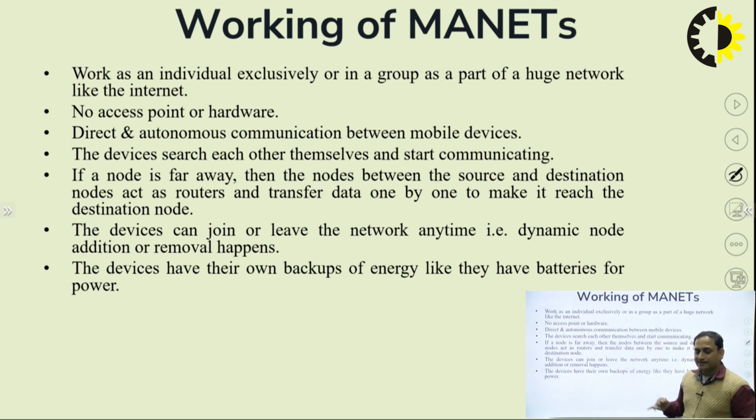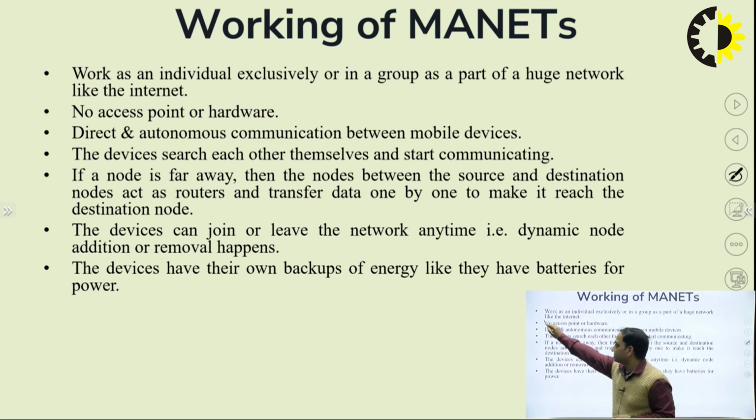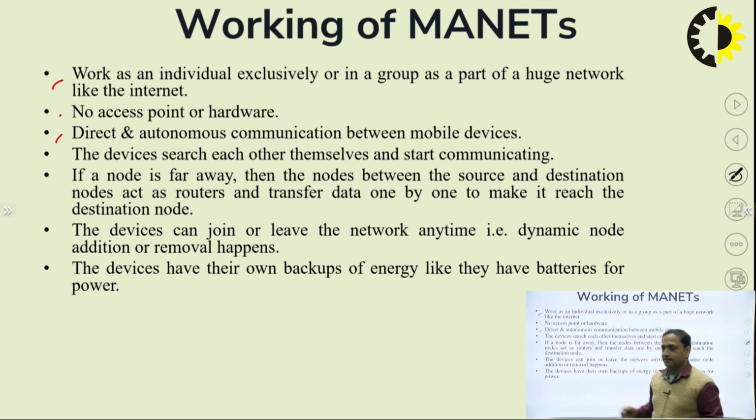The second feature of MANET is that no access point or hardware is required to communicate from one device to another device. This is direct and autonomous communication between the mobile devices. These devices search for each other and start communicating. As I said, there is one source and one destination, and by applying different algorithms, the source will search for the destination device automatically.